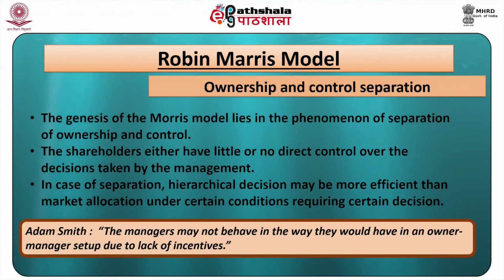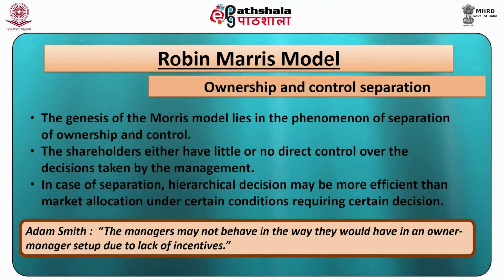The genesis of the Marris model lies in the phenomenon of separation of ownership and control. Here the shareholders either have little or no direct control over the decisions taken by the management. This separation comes with associated benefits and costs. In case of separation, a hierarchical decision may be more efficient than market allocation under certain conditions, requiring certain decisions.